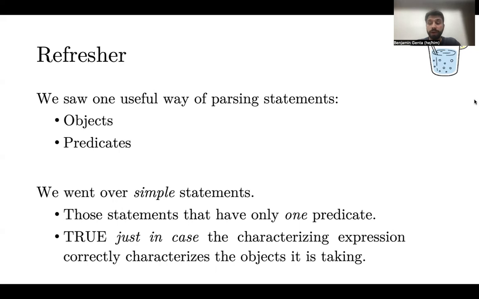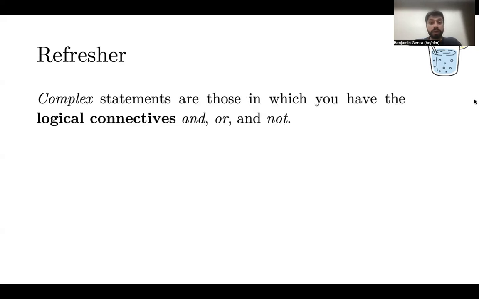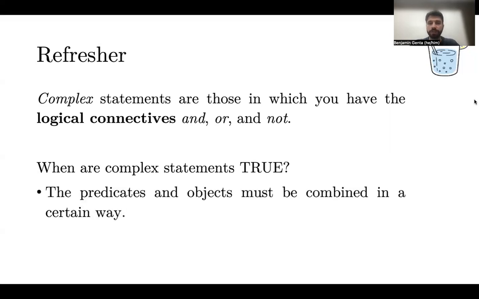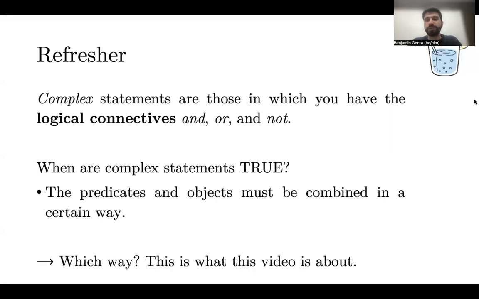But things get more complicated with complex statements. Remember that complex statements are those in which you have the logical connectives and, or, and not. And the question of when complex statements are true becomes more complicated, because the predicates and the objects must be combined in a certain way. Which way, you might ask? Well, this is what this video is about, and we'll get into it.